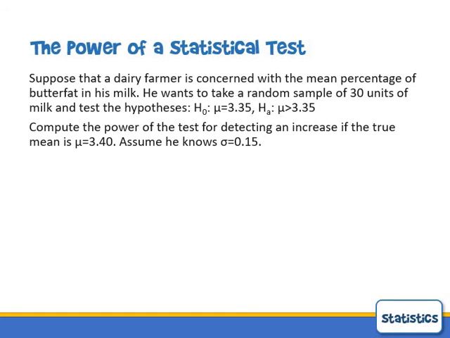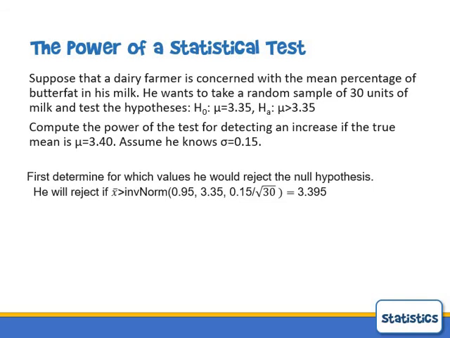So the farmer's concerned with being able to detect that if it happens, and we have to do it in a specific case. So compute the power of the test for detecting an increase if the true mean is 3.4. Assume that he knows that sigma is 0.15, and so on all the z procedures right now we're assuming we know sigma. If you don't, you would use S, and it becomes t procedures that we'll talk about later.